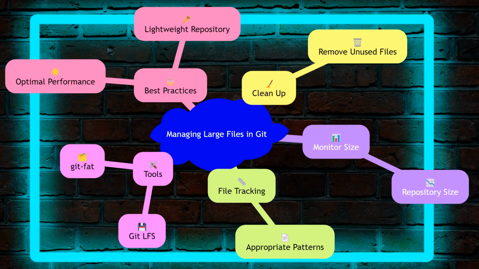When managing large files in a Git repository, it's important to follow best practices to ensure optimal performance. This includes regularly cleaning up your repository to remove unused large files, using appropriate file tracking patterns, and monitoring the size of your repository. Additionally, consider using tools like Git LFS or Git Fat to offload large files to external storage, keeping your repository lightweight and efficient.